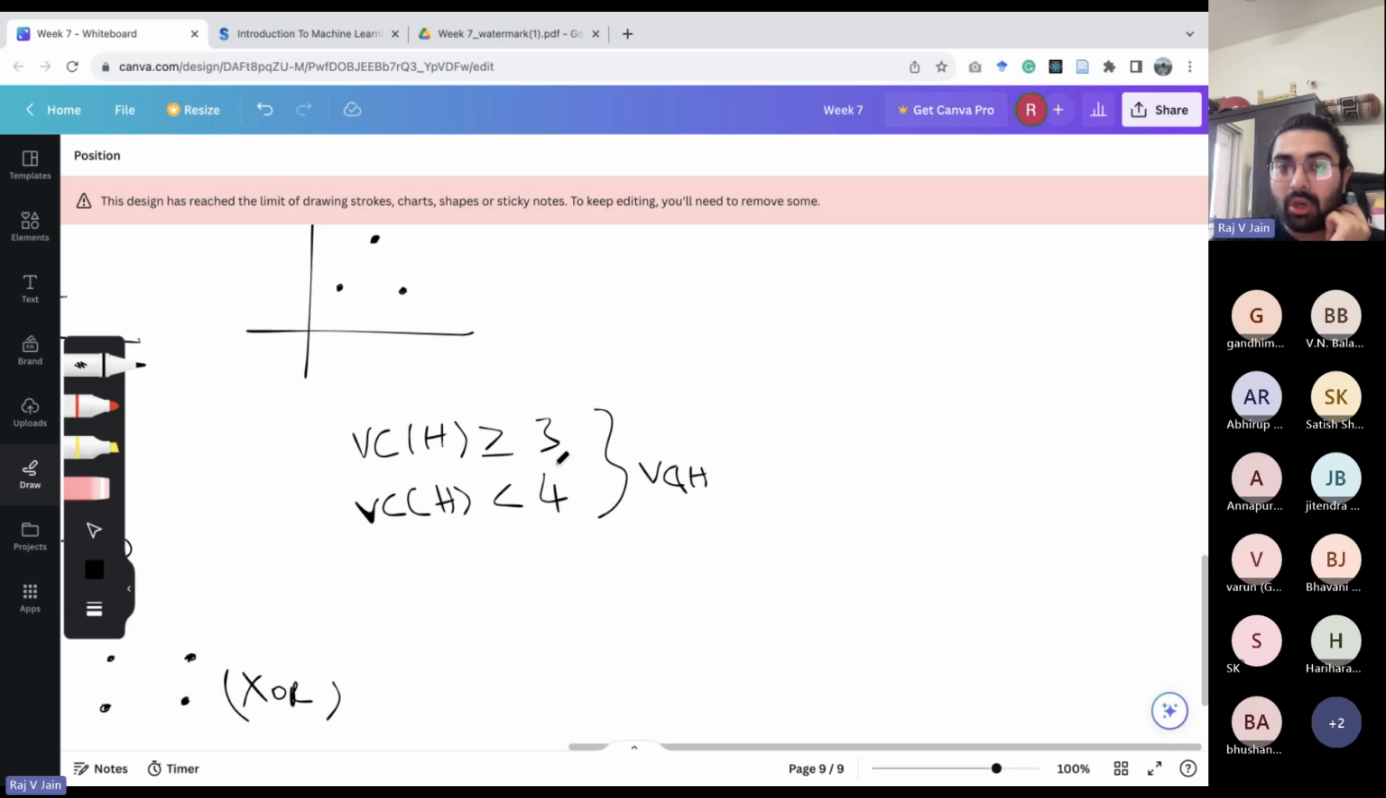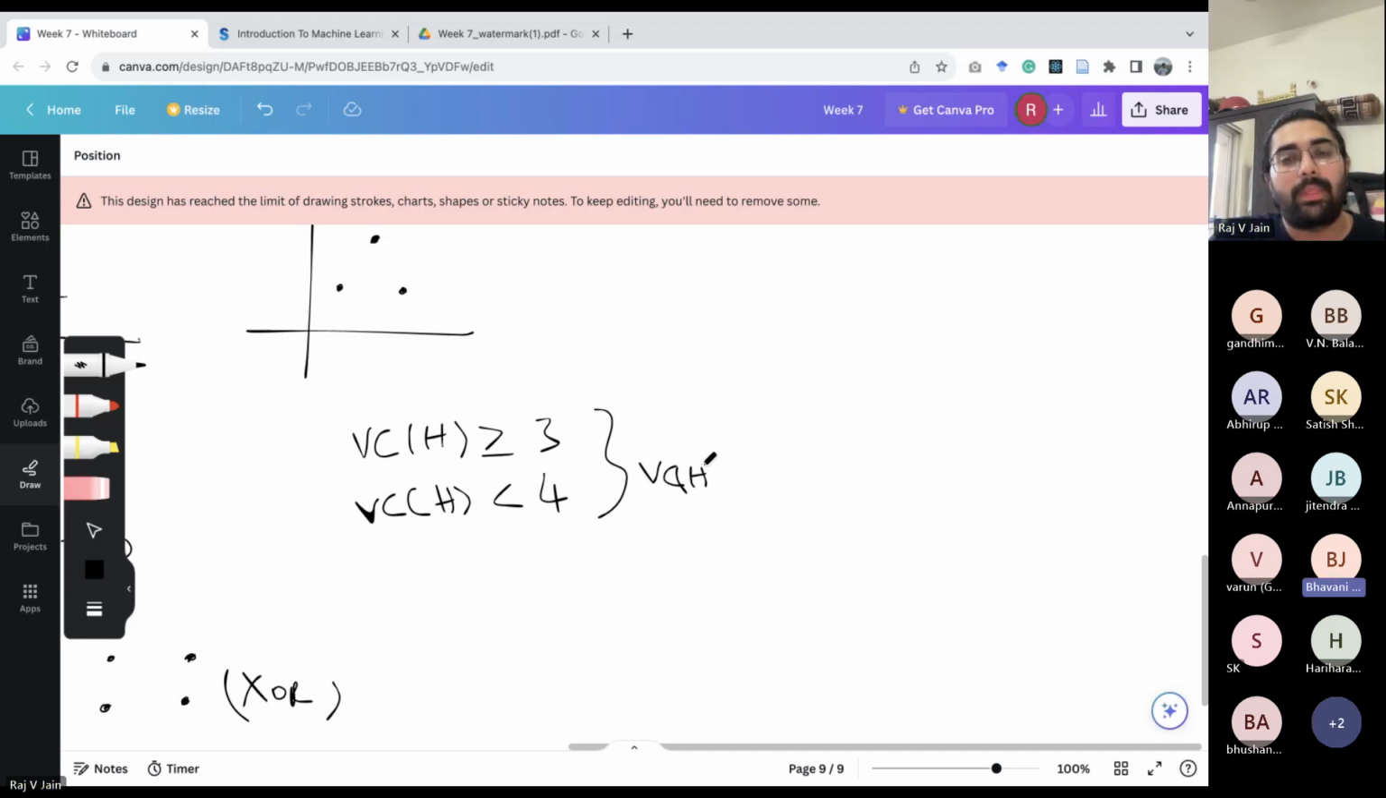And it is less than 4 because you couldn't find any 4 points arranged in any pattern for which any of the possible labelings could be solved by this H hypothesis space, right? So hence it is less than 4. Now therefore the VC of H turns out to be 3.